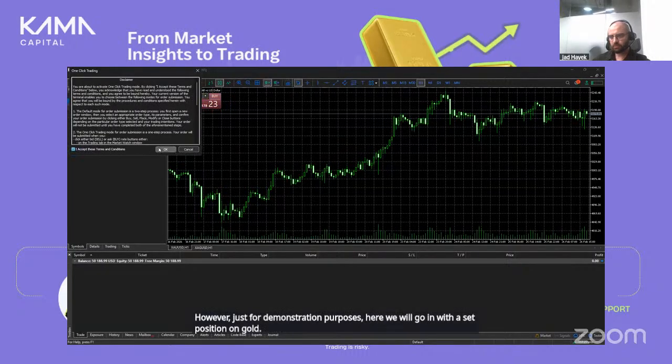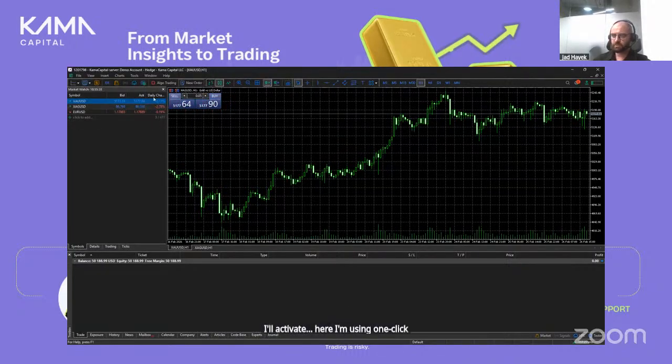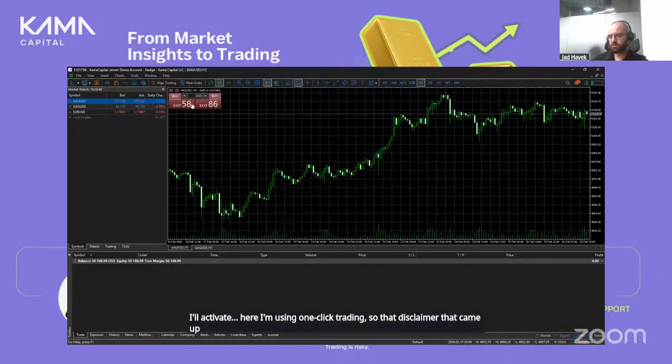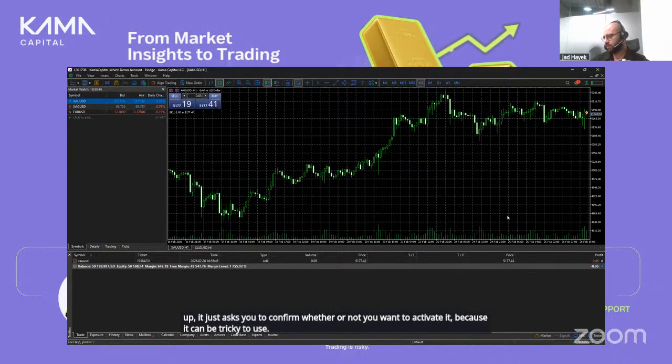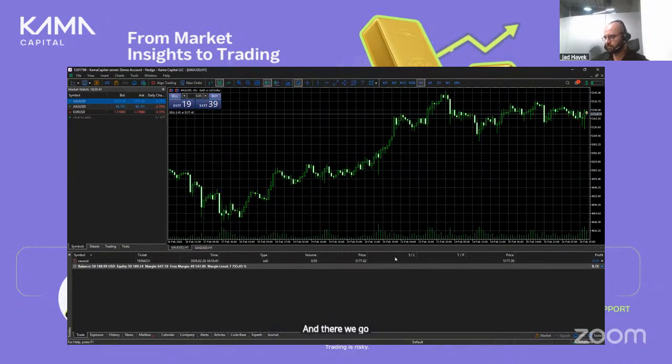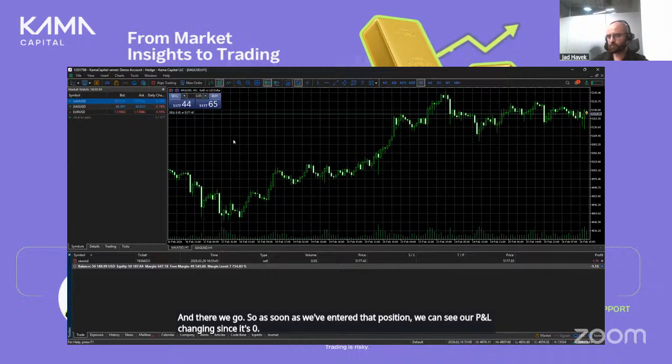Here I'm using one-click trading, so that disclaimer that came up just asks you to confirm whether or not you want to activate it, because it can be tricky to use. And there we go. As soon as we've entered that position, we can see our P&L changing. Since it's 0.05, for every $1 change in gold, I am losing or gaining $5.